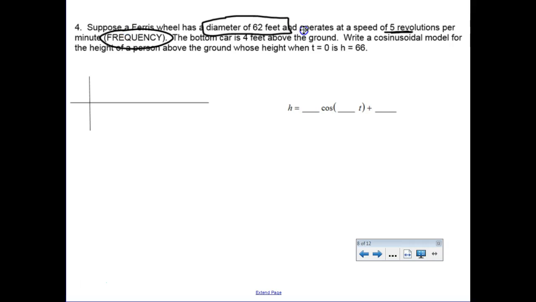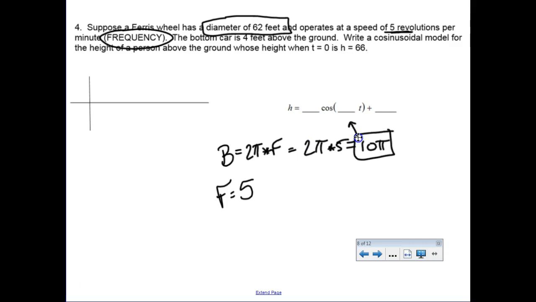That is frequency. When they tell you how many revolutions in a time, that's frequency, so I'm going to kind of jot that down somewhere. Frequency equals 5. That also tells me something about period is 1/5, but who cares about that? Because I don't really care about the period. What I care about is the b value. So if you'd like, we can go ahead and calculate that now. The formula for b is 2 pi divided by period, but it's also 2 pi times the frequency. This is my favorite question because I think the math is easier. So 2 pi times the frequency would be 10 pi. So this is going to go right there.